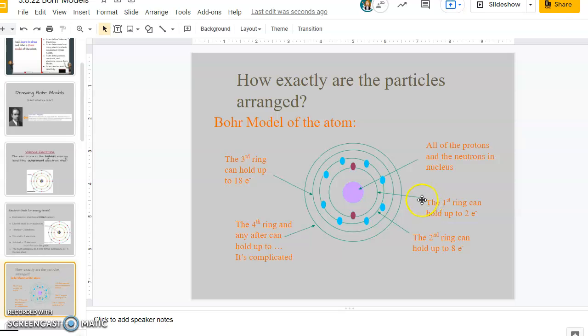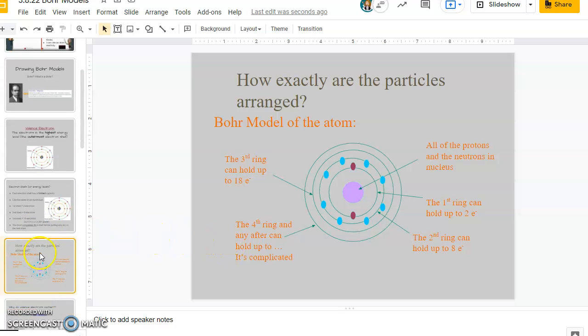And this is the Bohr model, and this is how they're arranged. All of the protons and neutrons are in the nucleus. The first ring holds 2, the second ring holds 8, the third ring can hold up to 18, but we're only going to worry about 8. The fourth ring can hold up to, well, that's pretty complicated, and you'll get into that in chemistry in high school.